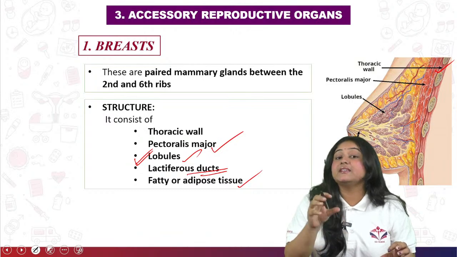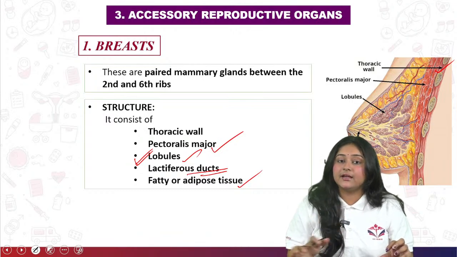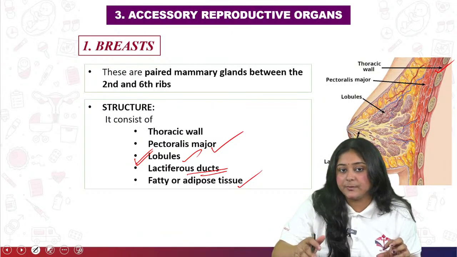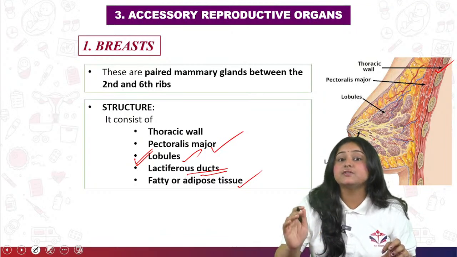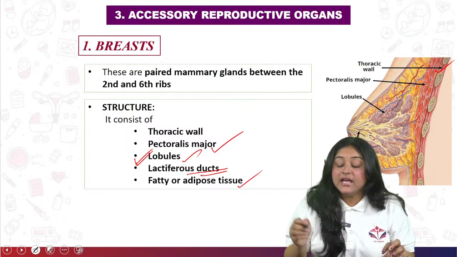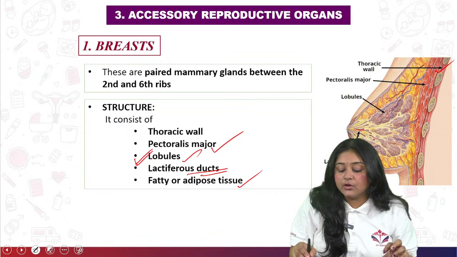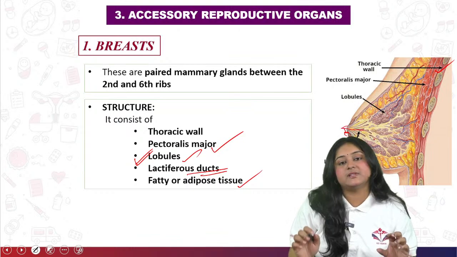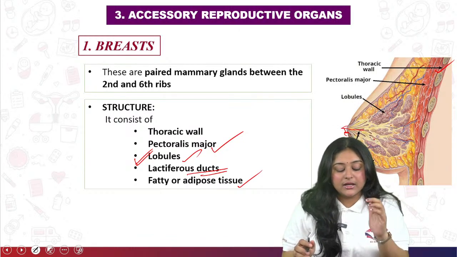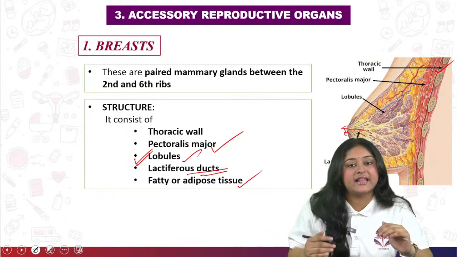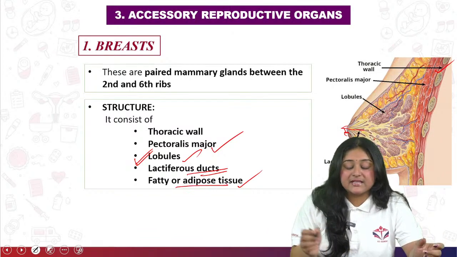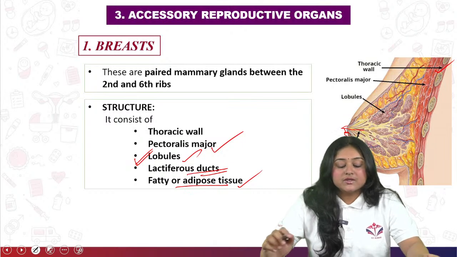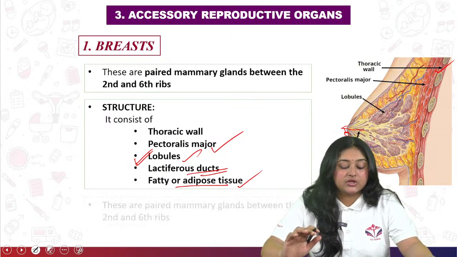When the baby is sucking, it creates a signal to the posterior pituitary as well as the anterior pituitary. From there they release the hormone, and during that time the milk comes from the lobules to the baby's mouth. So these are all the functions of the lobules and lactiferous ducts. And the last one is the fatty or adipose tissue. So these are all the structures of the breast.